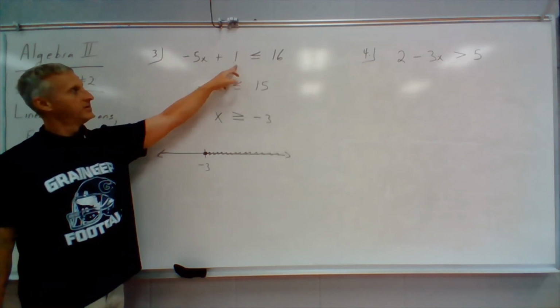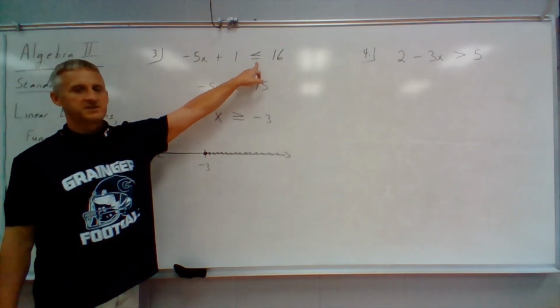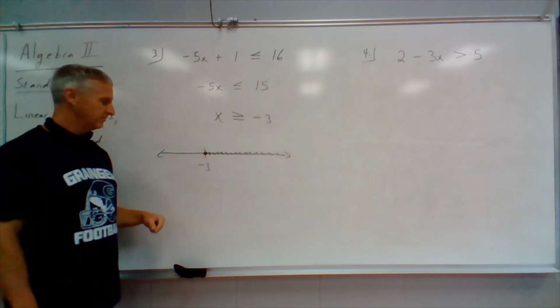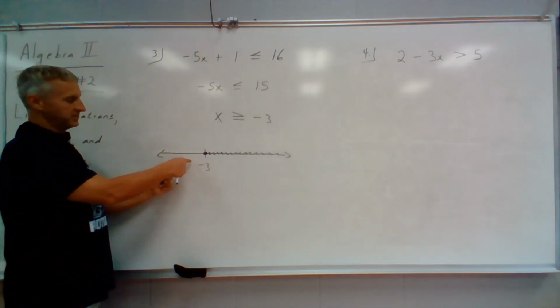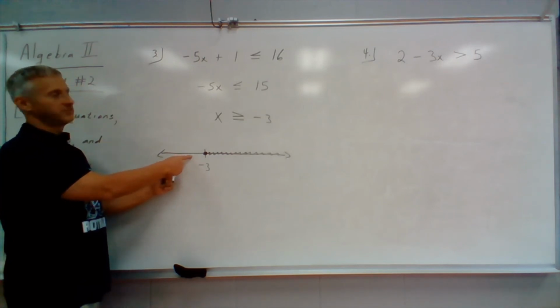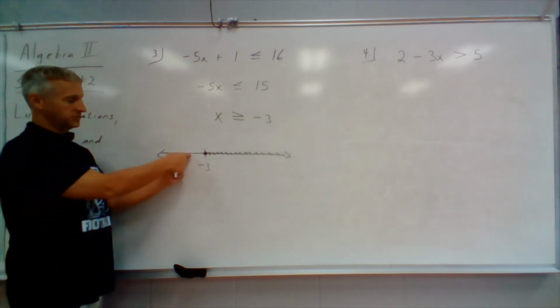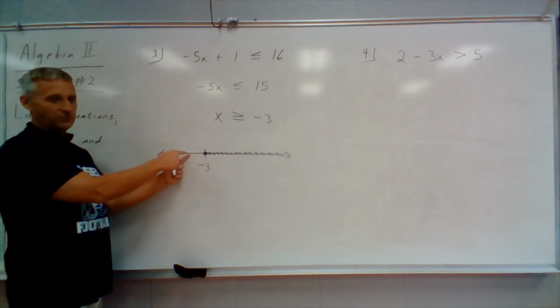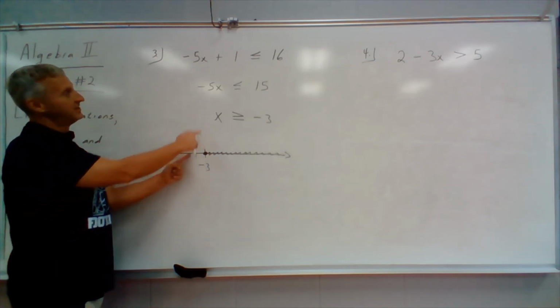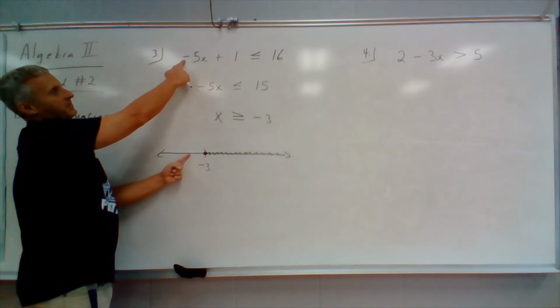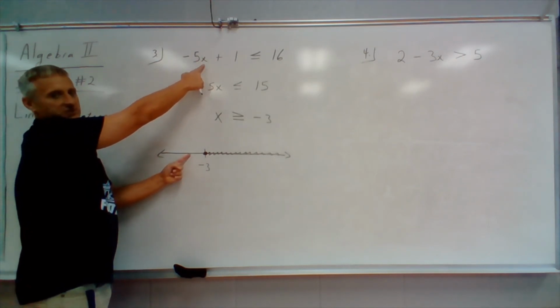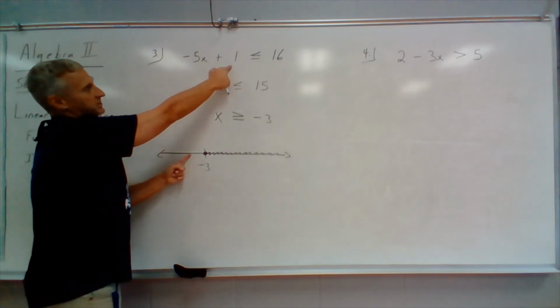Let's check over this way. So let's do maybe a negative 4. Okay, so if I put in a negative 4, it shouldn't work. So I'm plugging in something over here. It shouldn't work. Let's make sure it doesn't work. So if I put in a negative 4, negative 5 times negative 4 is 20. 20 plus 1 is 21, which is really not less than negative 16. So we can be confident we got that right.